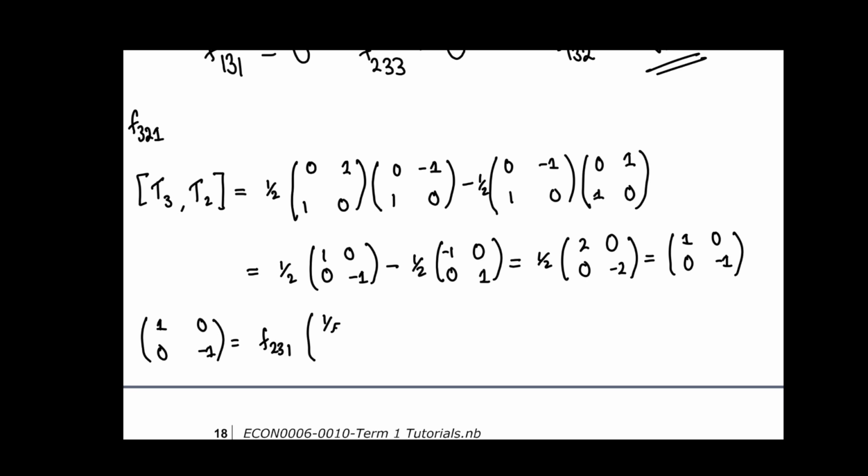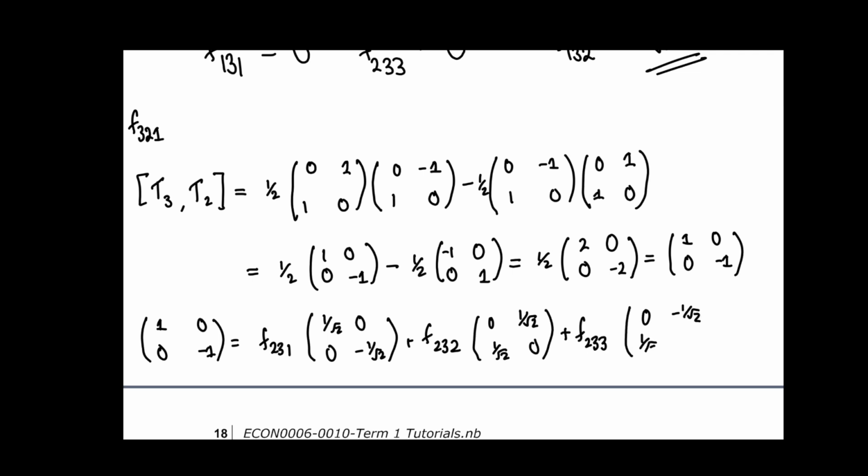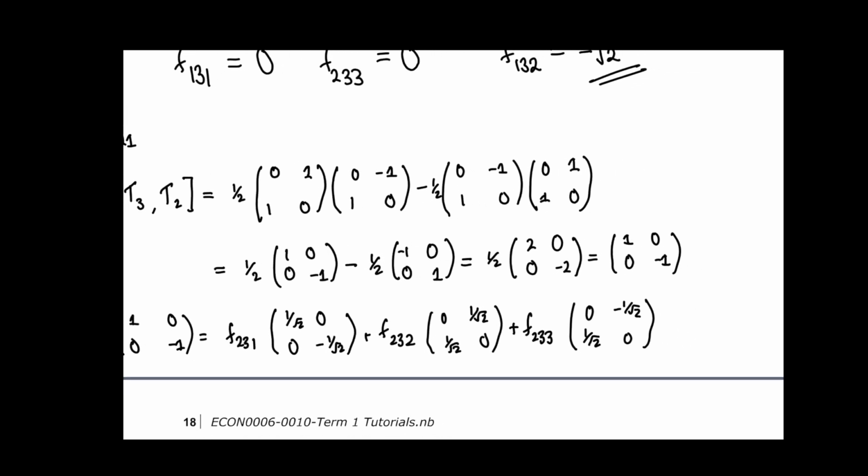This is going to be equal to F231 tau 1 plus F232 tau 2 plus F233 tau 3. Once again, just by inspection, we can tell that F232 is going to be equal to 0 and F233 is going to be equal to 0, and that just leaves behind F231, which must be equal to root 2. And because that's equal to root 2, F321 has to be equal to minus root 2.